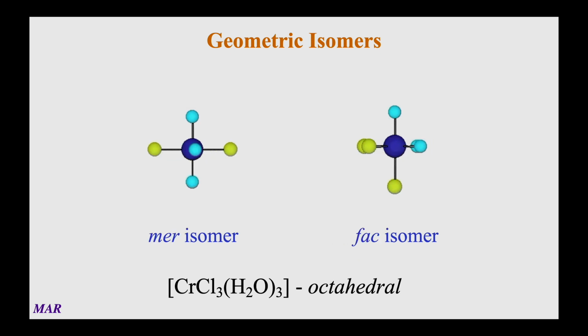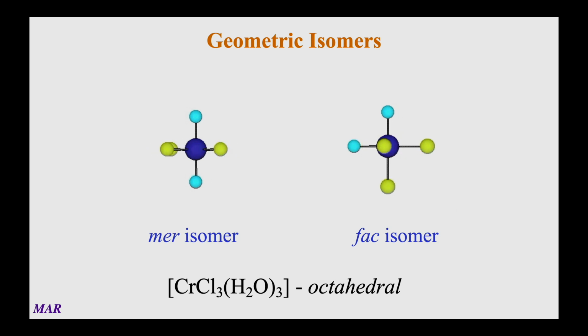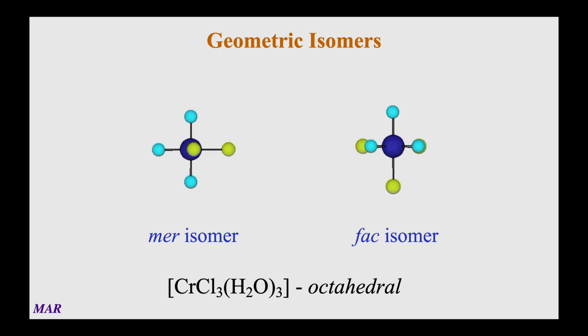Mer and fac are new players on the block, and mer and fac happen when you have three atoms that are the same around an octahedral center. Both these molecules listed here have a dark blue central atom, three light blue atoms, and three yellow atoms. If you look at the left one, the mer version, which comes from meridional apparently, two sets of atoms are 180 degrees the same.